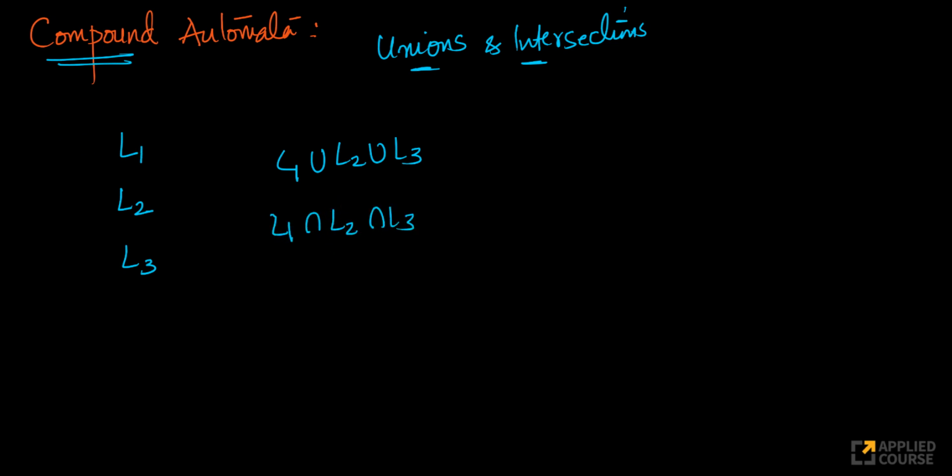Now, corresponding to each of them, if there is a model, if L1 is a language accepted by M1, if M2 is a machine that accepts L2, if M3 is a machine that accepts L3, I can also define unions and intersections of models. That's what is called compound models. Okay, that's the core idea here.